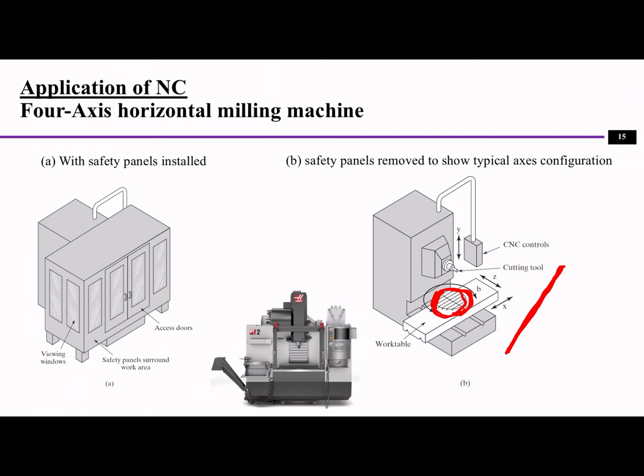And this is the setup inside the CNC machine. This is the outside. You have some safety doors, access doors, safety panels, and also some viewing windows. And you can see in the real picture what it looks like here. So this is the machine tool unit. This is the control unit. And this is compressed air, so you can blow the chips away.